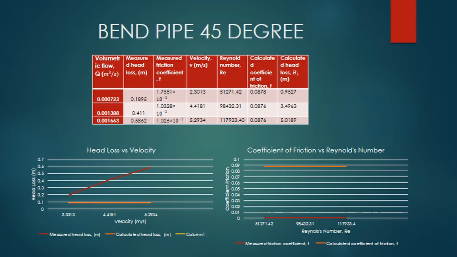As a result, for all types of piping systems, the velocity and Reynolds number increase as the volume flow rate increases. However, as the volume flow rates increase, the friction coefficient decreases. It should also be noted that we discovered a discrepancy between the measured and calculated data due to the calibration of the apparatus.